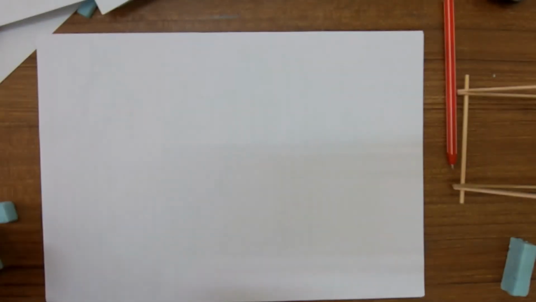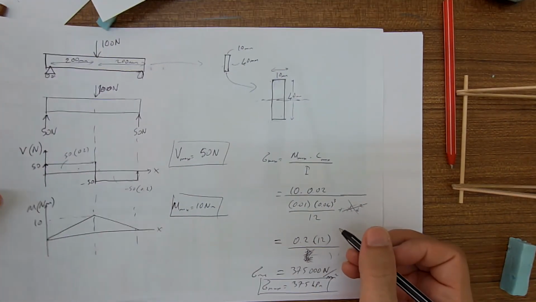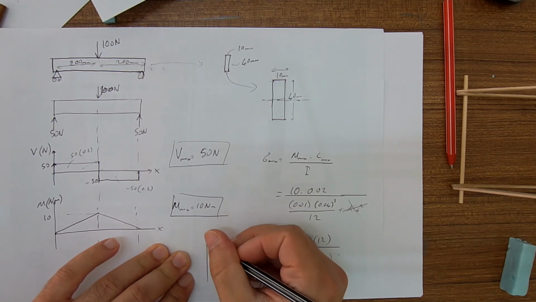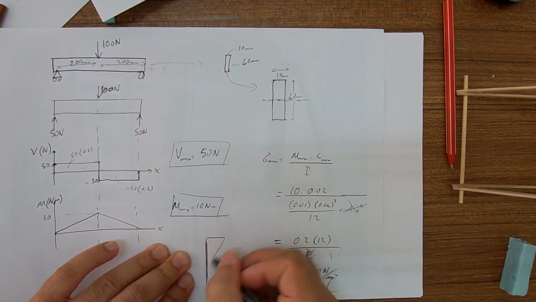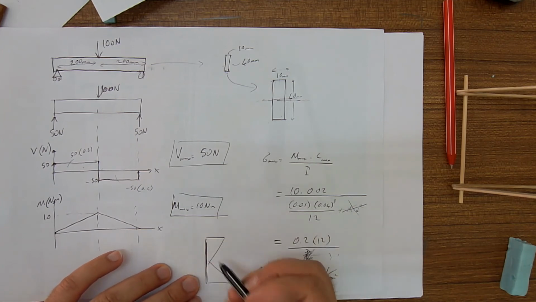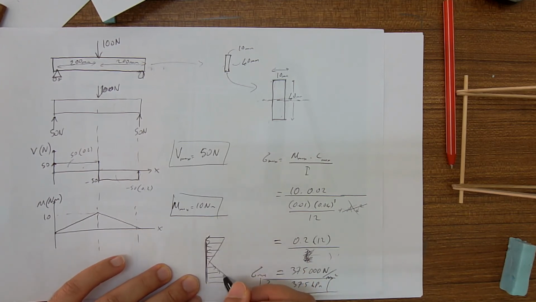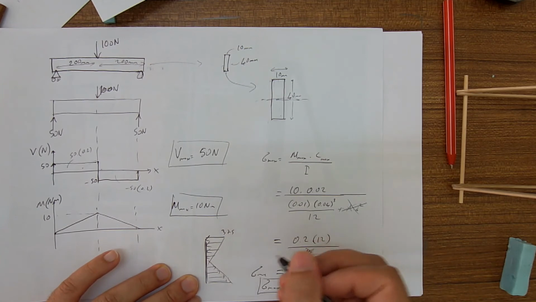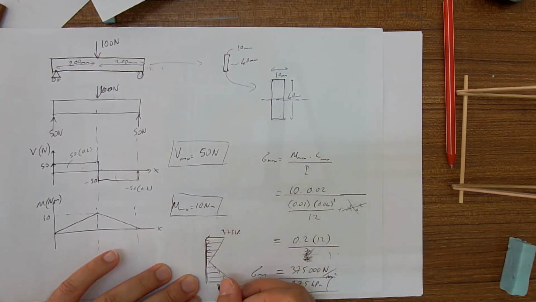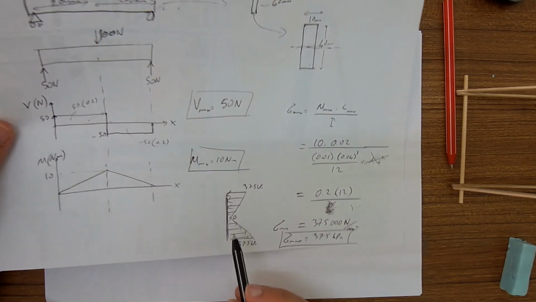Let's proceed to the maximum shear, and let's plot the normal stress profile. It is positive, therefore there is compression at the top, tension at the bottom. 375 kilopascal here, same here, the magnitudes are the same, and it is 0 at the neutral axis. This is the bending stress profile.